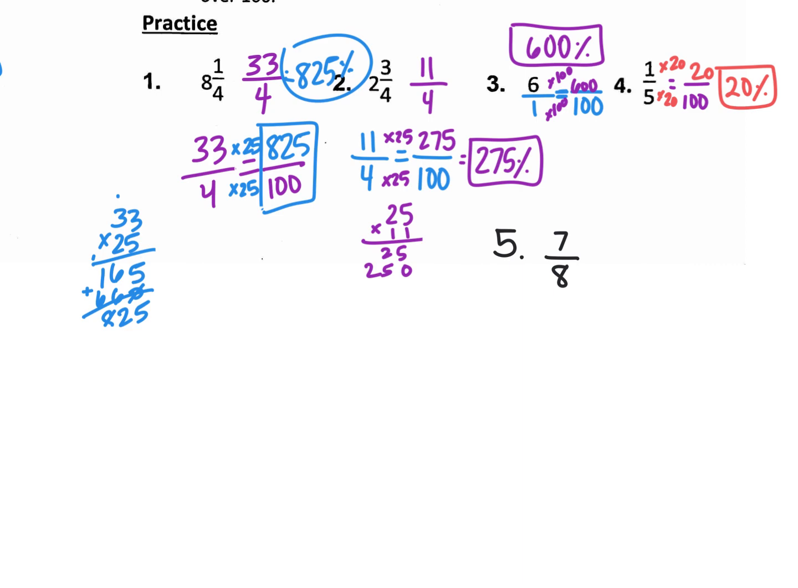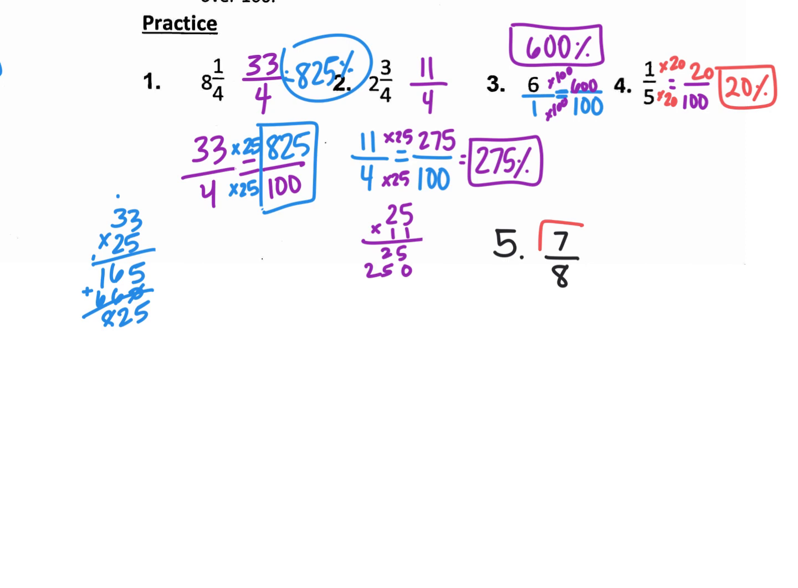Okay, so 7/8. I'm making number 5 right here. And we're going to do 7/8. Don't write this part, but if I try to make it out of 100, 8 does not evenly go into 100. So here's another way that you can do it. This is what I call box the top and divide. We're going to change it to a decimal, then make that decimal into a percent. Okay, so it's a 2-step process.